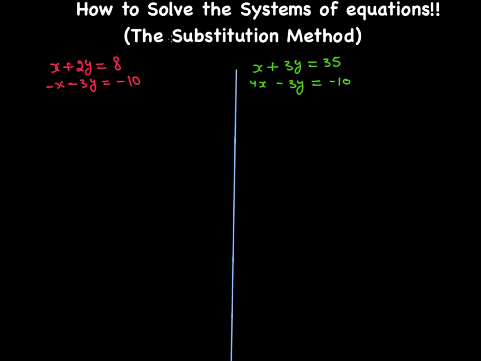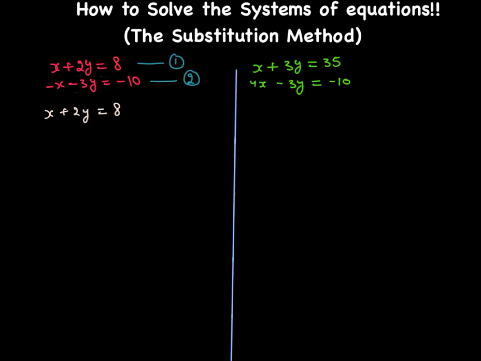Let's say this is my equation number 1, and this is my equation number 2. I named them so that we don't get confused later on. From equation 1 we have x plus 2y is equal to 8. What we're gonna do is find the value of x from here and plug that value of x into equation number 2. We just want the value of x, so let's get rid of y from here.